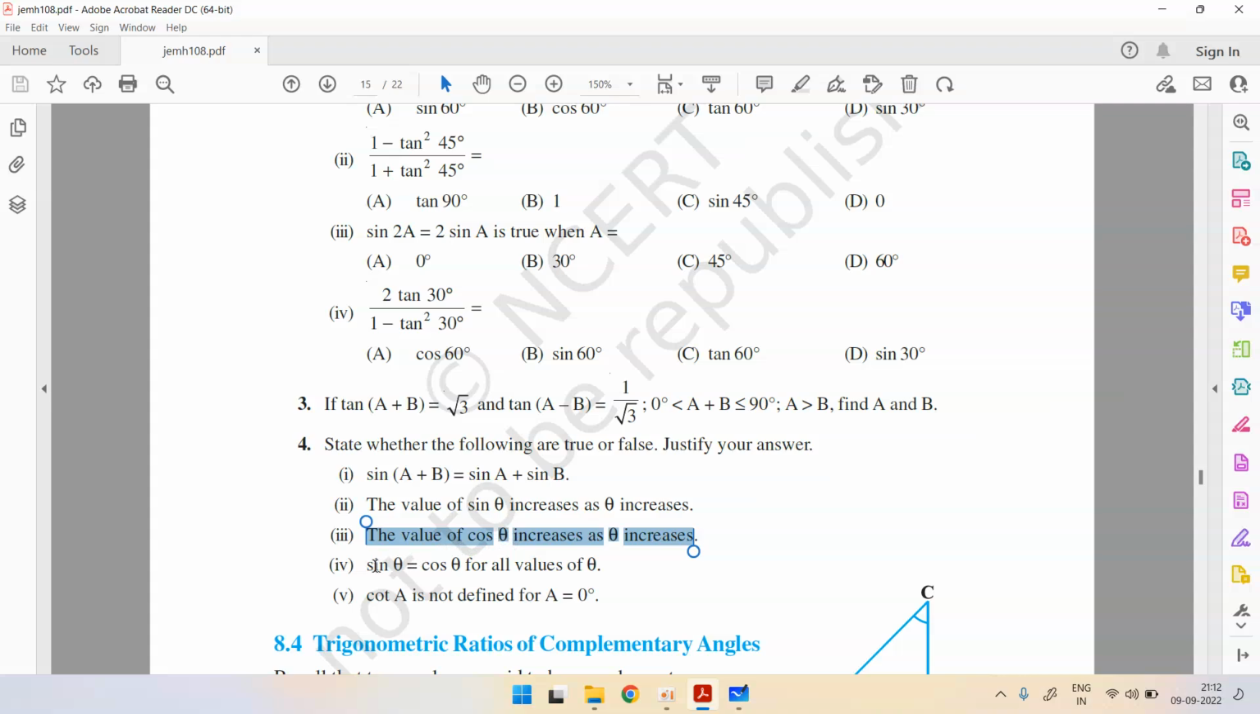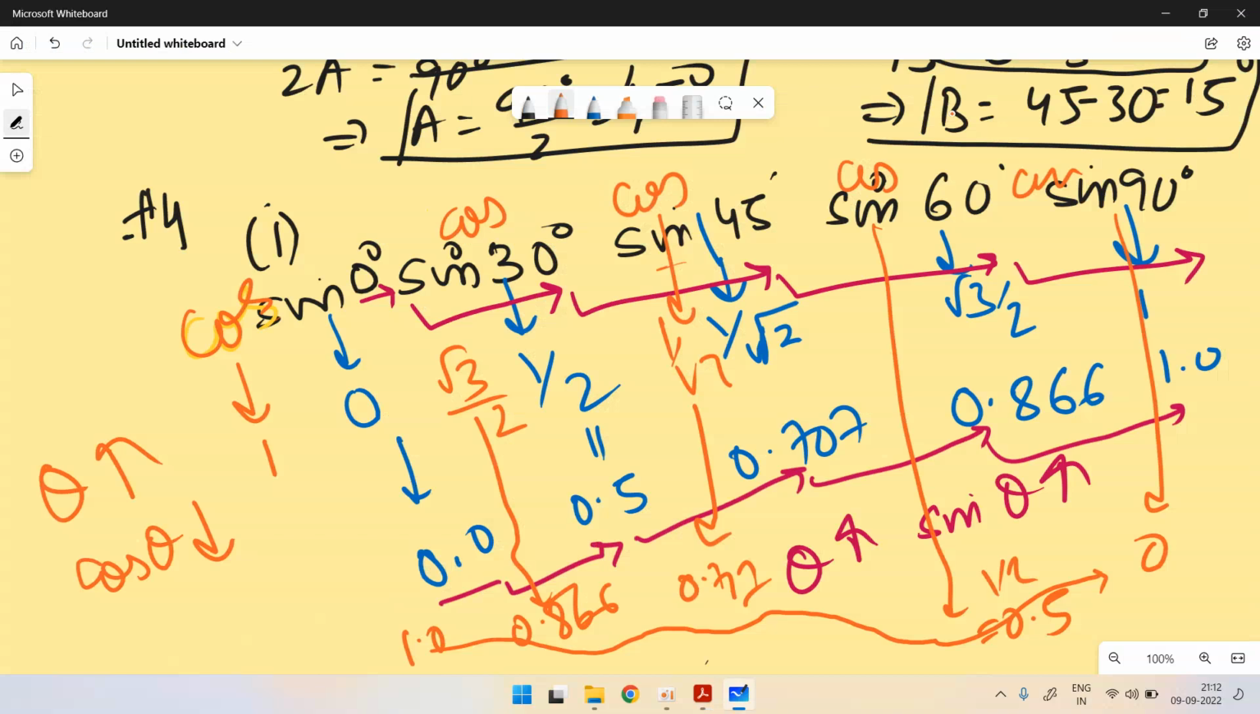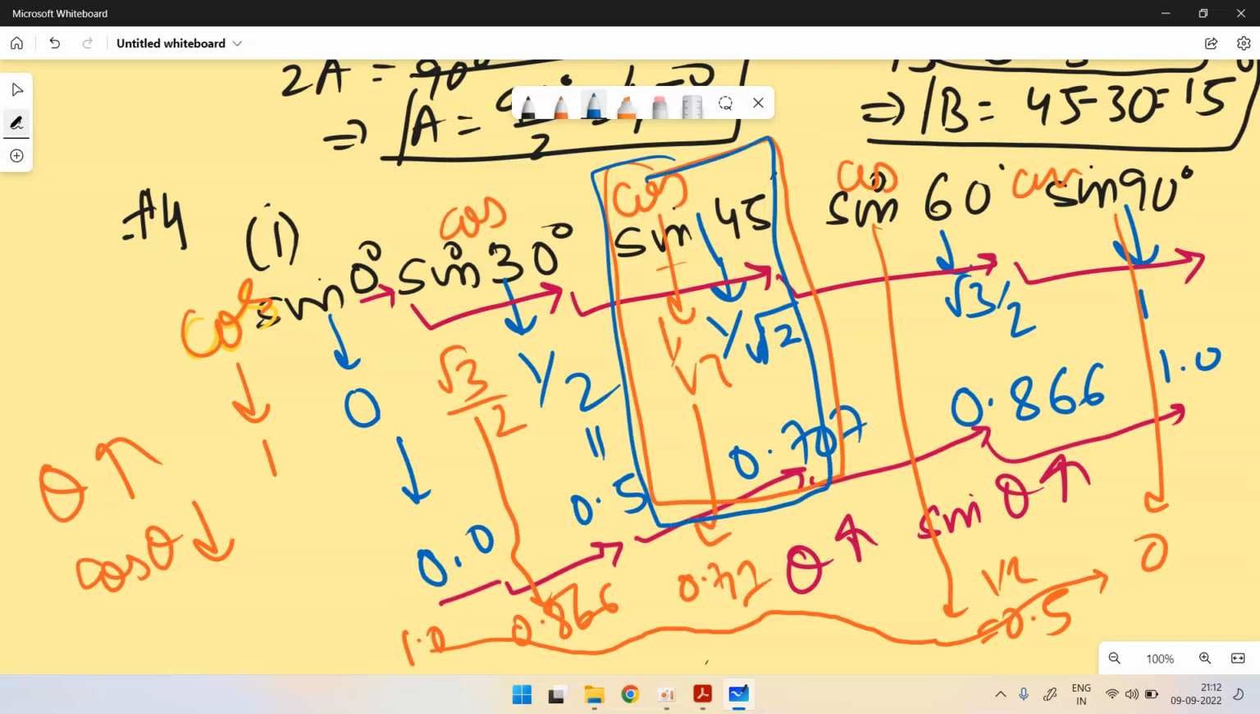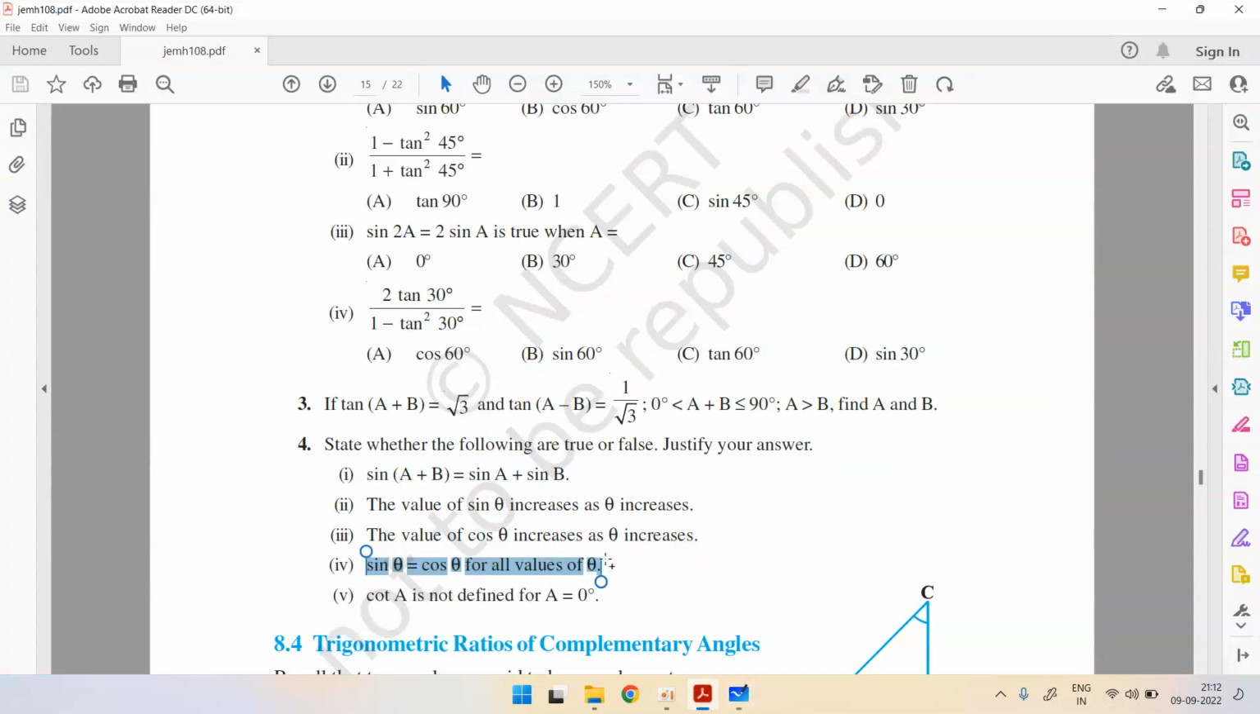Now fourth: sin theta equal to cos theta for all values of theta. No. You can see from the table that only for theta equal to 45 degree will cos theta be equal to sin theta. Sin 45 degree is 1 by root 2, and cos 45 degree is also 1 by root 2. Only for theta equal to 45 degree will these two values be equal. Hence, this fourth option is false.